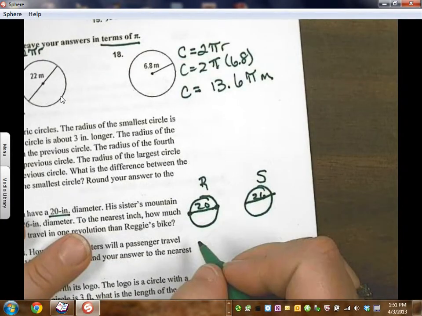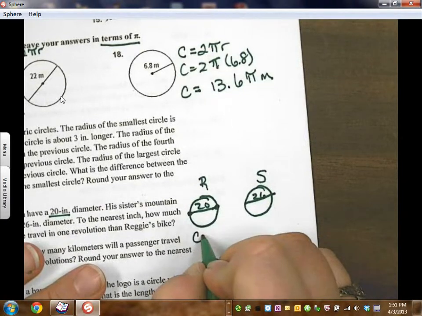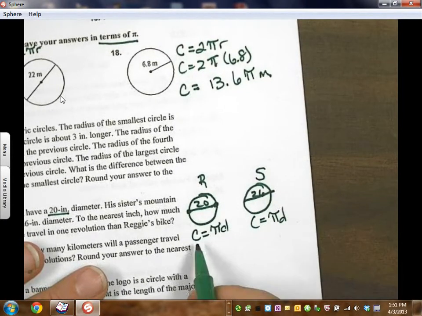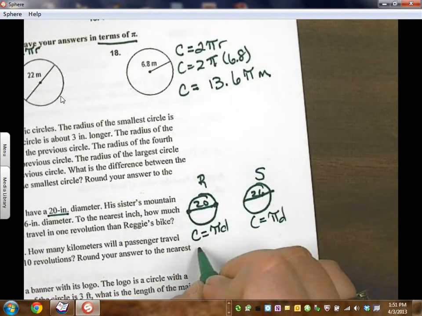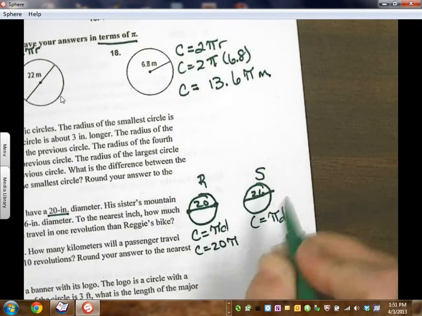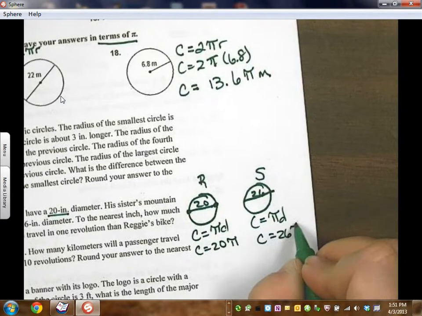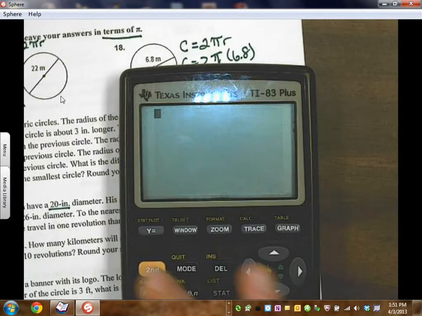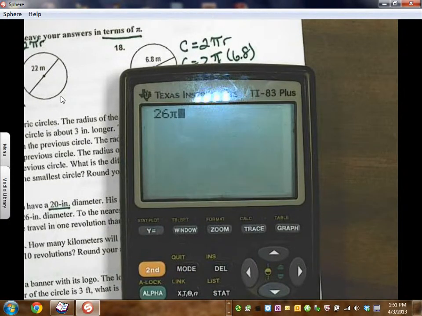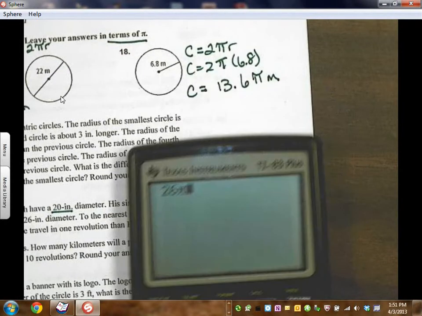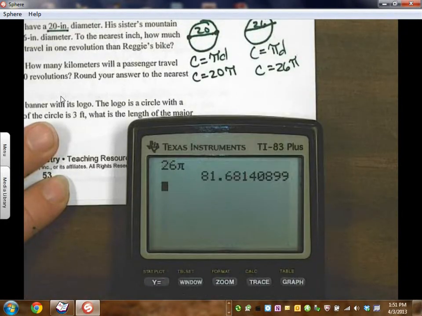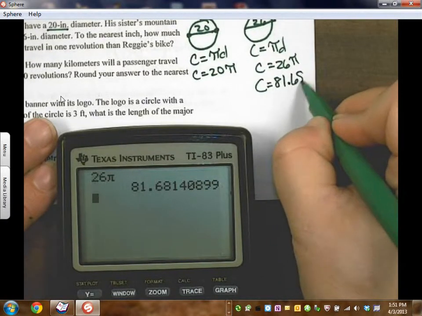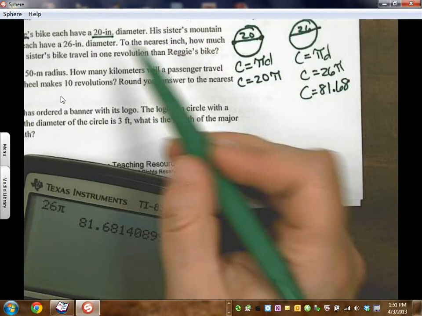So we have to find the circumference of both. I have diameter, so I'm going to choose to use that formula, pi d. And I know that the circumference of this is going to be 20 pi. The circumference of this is going to be 26 pi. Well, what does that all mean? If I type 26 pi in the calculator, what does that give me? The circumference of this one is 81.68. Now, what do they want me to round the answers to?